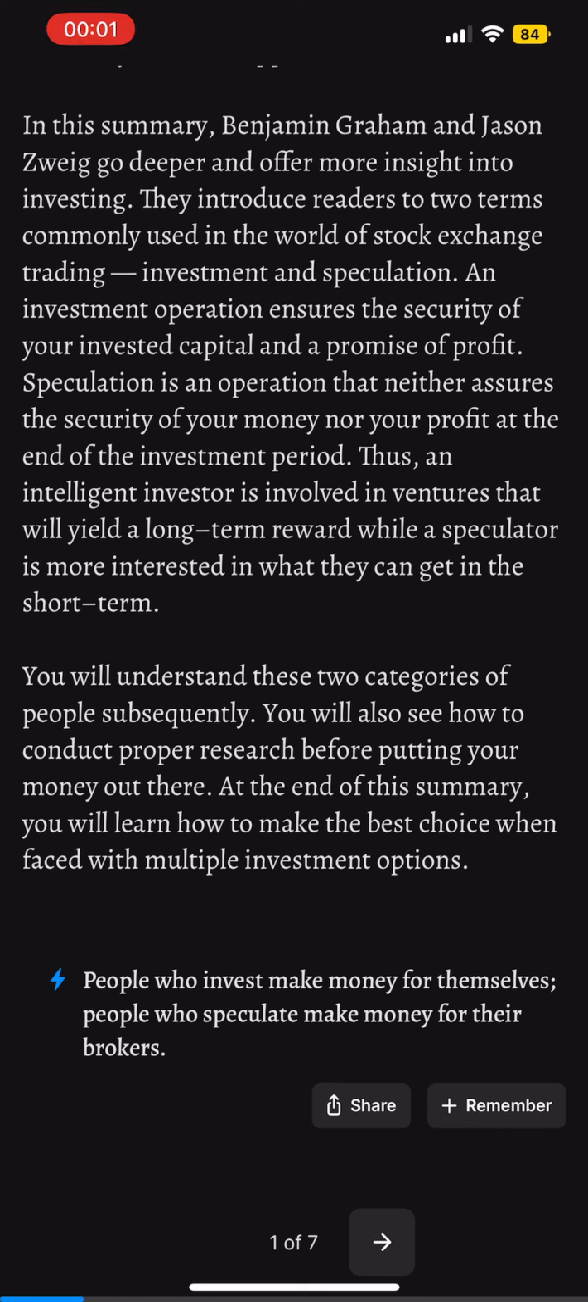You will also see how to conduct proper research before putting your money out there. At the end of the summary, you will learn how to make the best choice when faced with multiple investment options. People who invest make money for themselves. People who speculate make money for their brokers. Benjamin Graham.